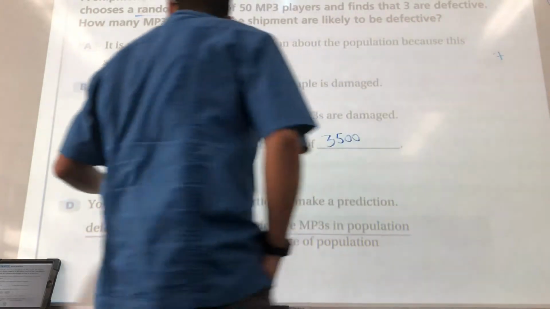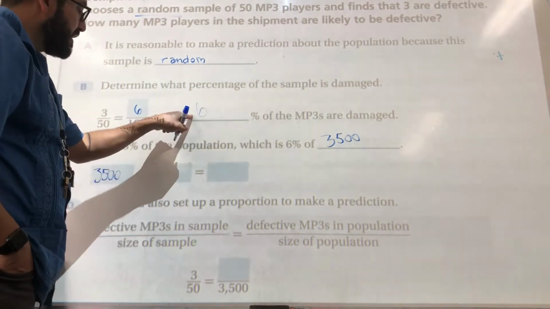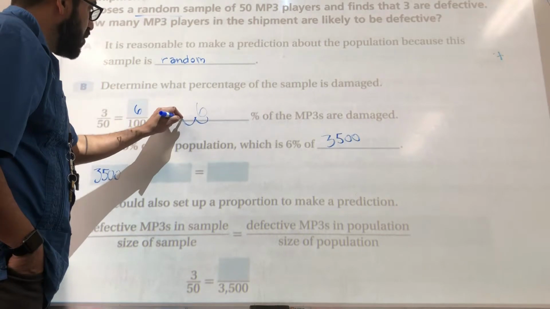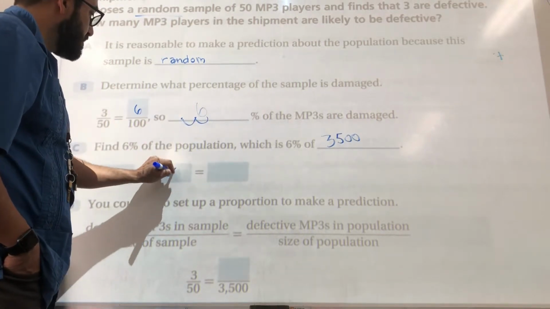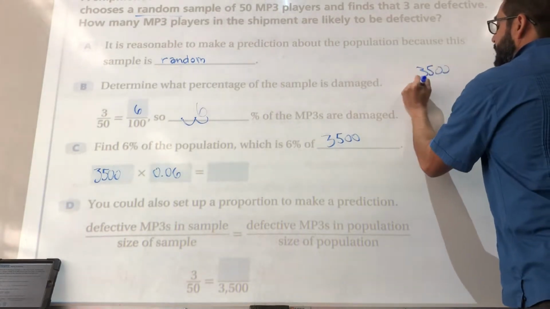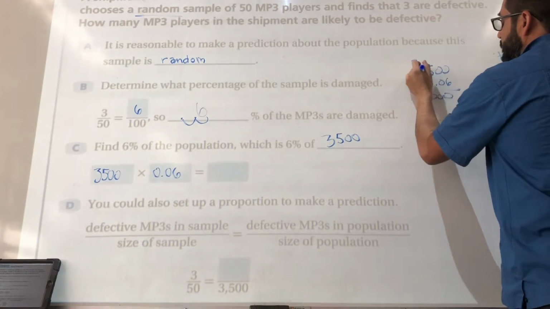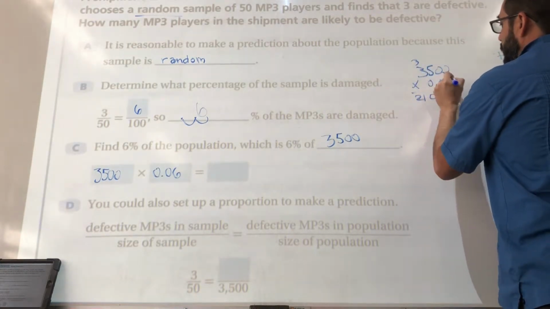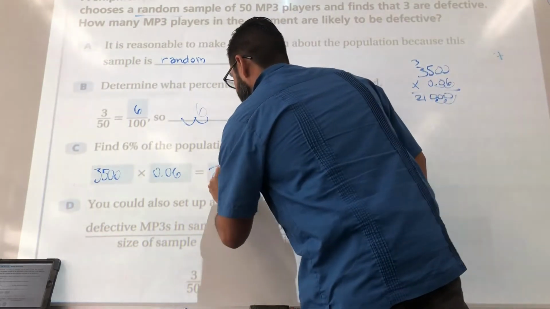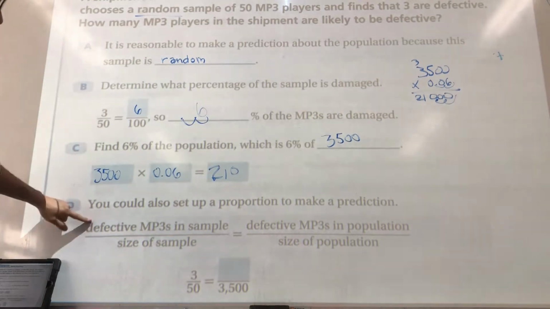Okay, so we're gonna do 3,500 times, how do we convert that to a decimal? We move the decimal over 2 spots, so it's gonna be 0.06. Okay, I'll do that right here. 3,500 times 0.06, 30, 21, move it over 1, 2, 1, 2. So 210 are defective.